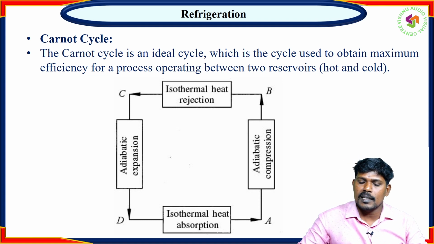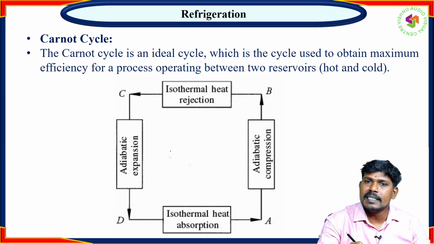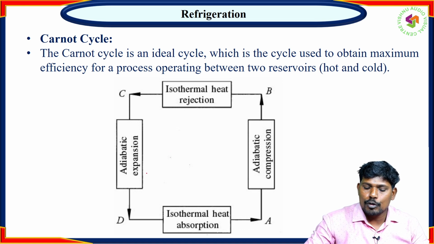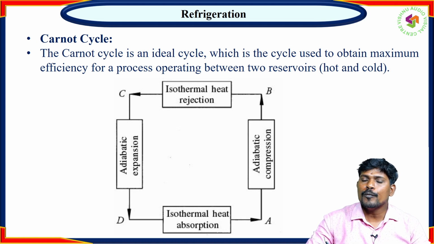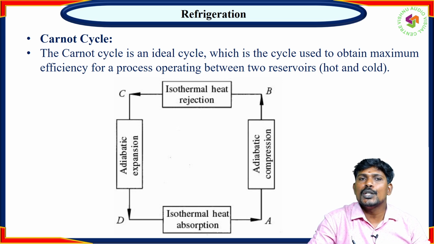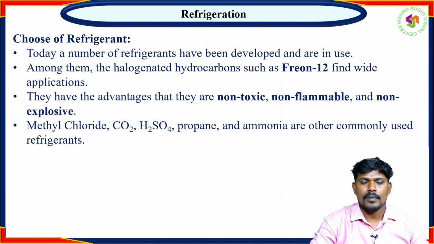The Carnot cycle is as follows. First we need to do adiabatic compression. After that, isothermal heat rejection. After that, adiabatic expansion. After that, isothermal heat absorption. When the refrigeration process is operating in this cycle, then only you will get the maximum efficiency. That is the Carnot cycle for refrigeration.